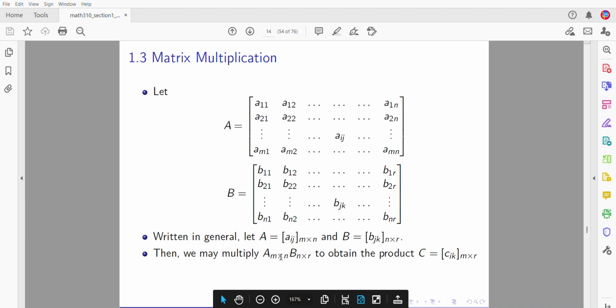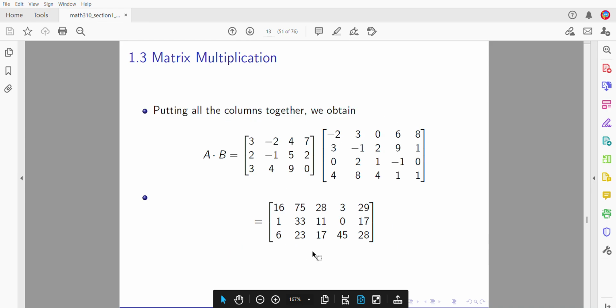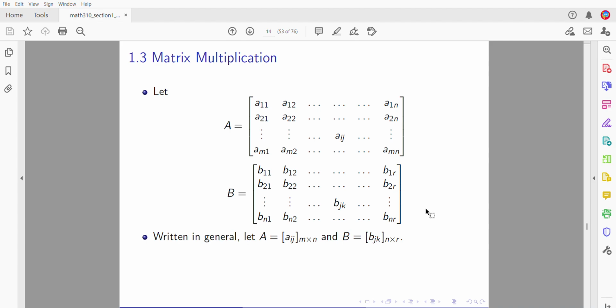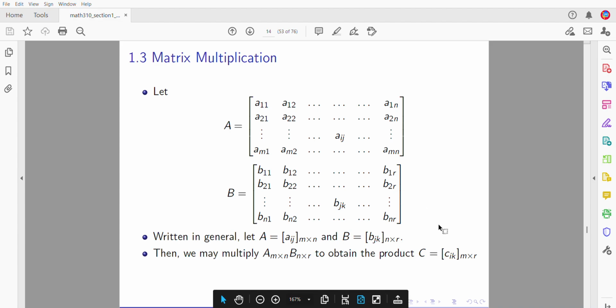Okay, let's check that with our example. 3 by 4, 4 by 5. Result is 3 by 5. 5, because there are 5 columns to begin with. Sorry, and 3 because there are 3 rows from A, 5 columns from B. So the result is number of rows from A and number of columns from B. The middle numbers have to match.